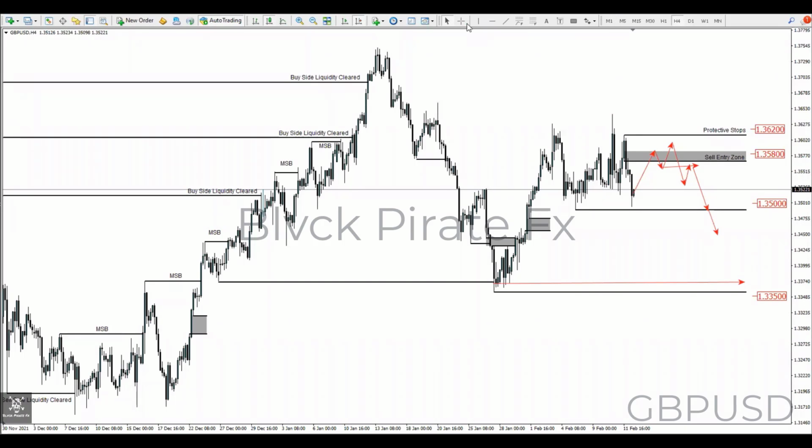So this is what I have for you guys on GBP USD for this week.